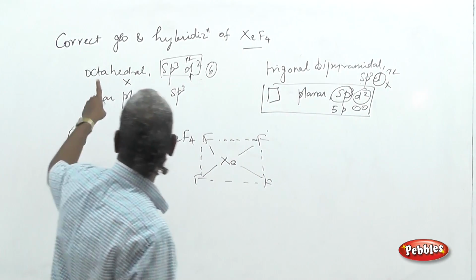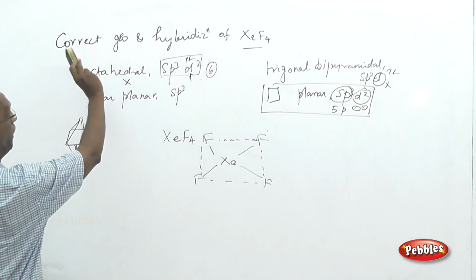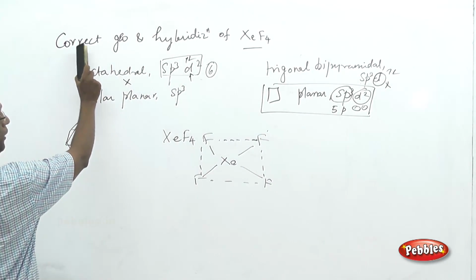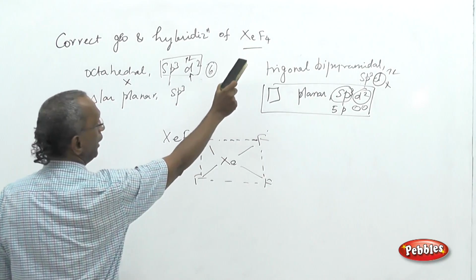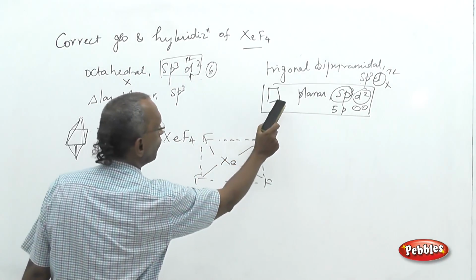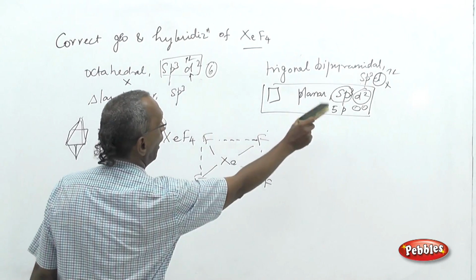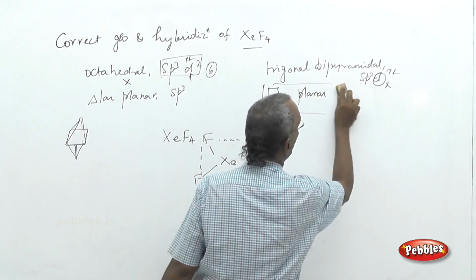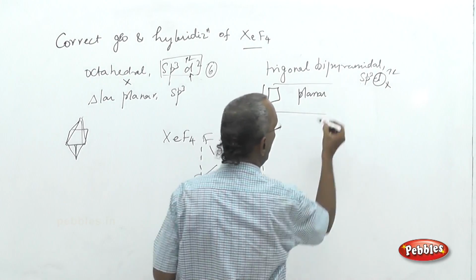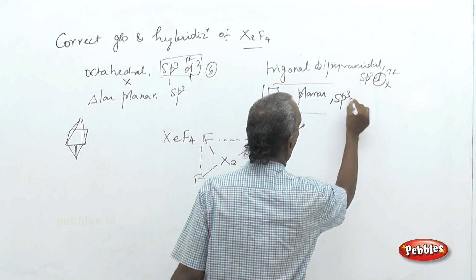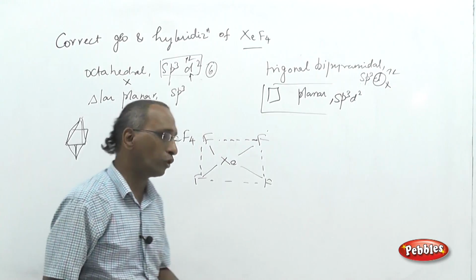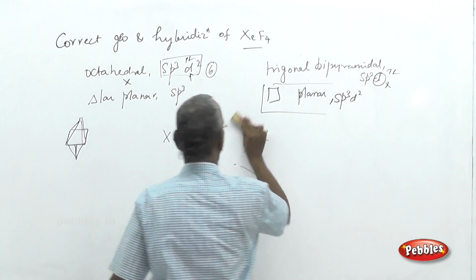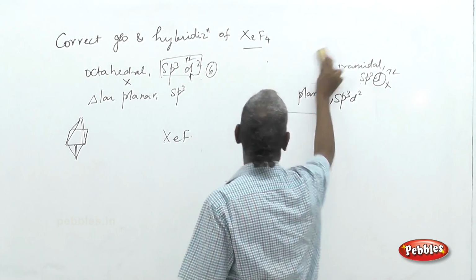To repeat the question and answer once again: the correct geometry and hybridization of XeF4, xenon tetrafluoride, is square planar geometry with sp3d2 hybridization. The square planar vertices are occupied by fluorine atoms, with the center of the square occupied by the xenon atom. It is to be noted.